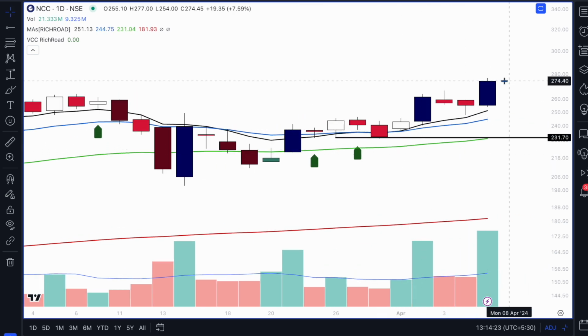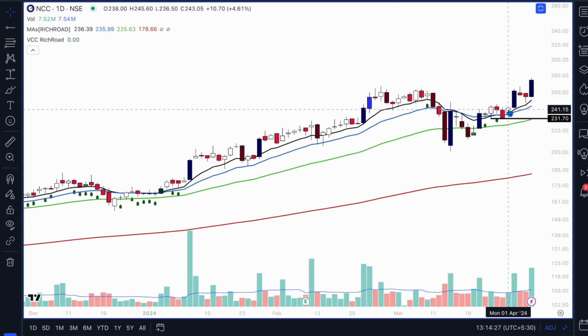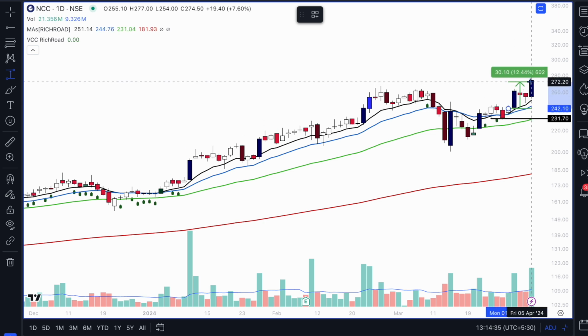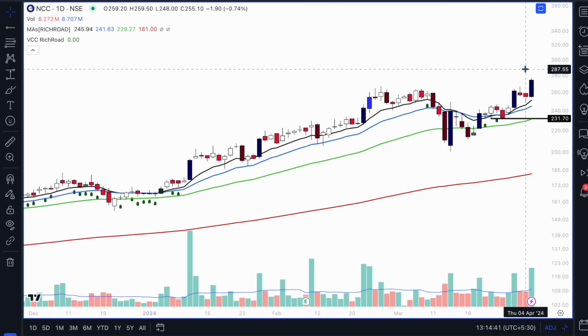And since then, just see the move that has happened in the stock. This is exactly where I talked about this stock, and see how brilliantly the move has come. How much are you up? Up by almost 13% on a huge position size. So this is the importance.